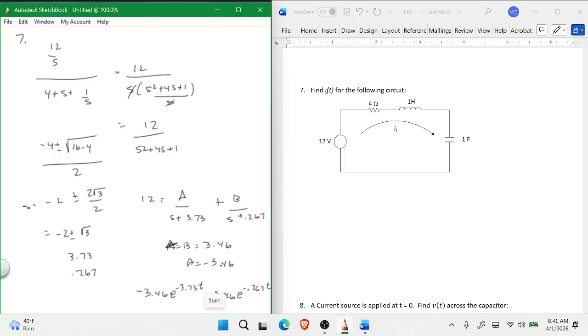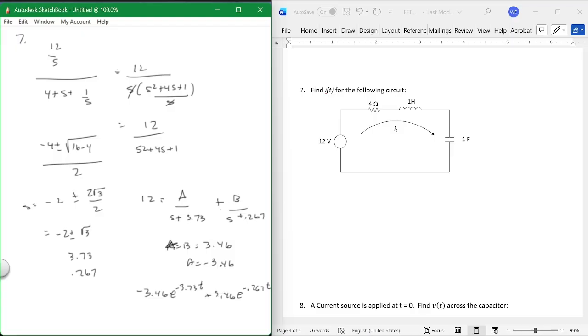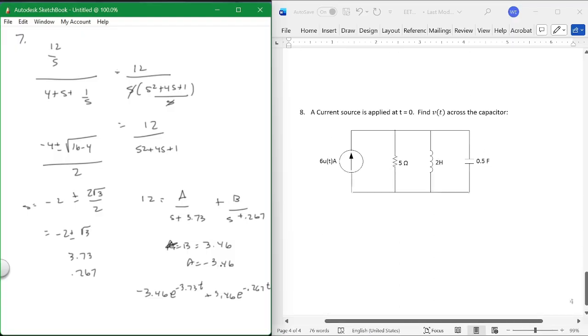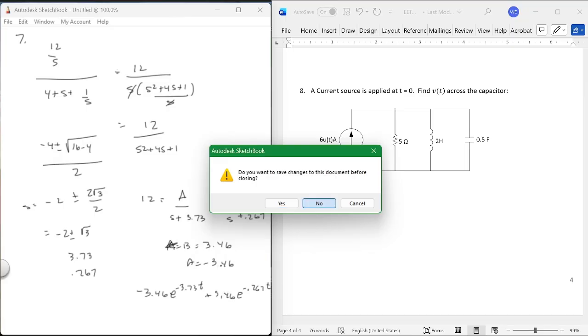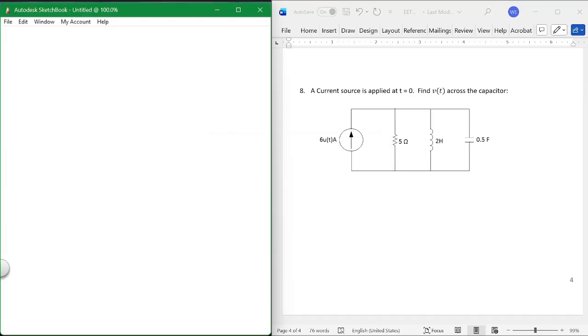Number 8. Any questions about number 7? Most of you got these. And sitting here with the 3 that probably got, I got the highest scores, but pretty much the highest scores. Anyway, so number 8.